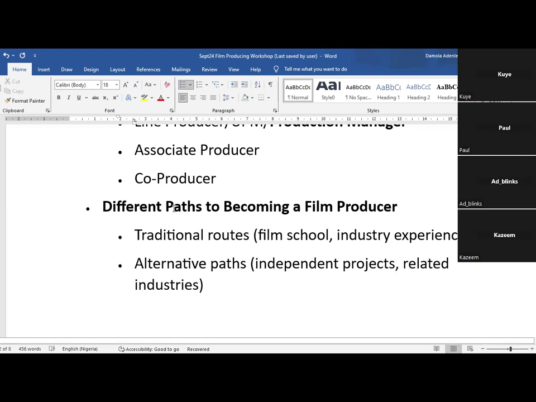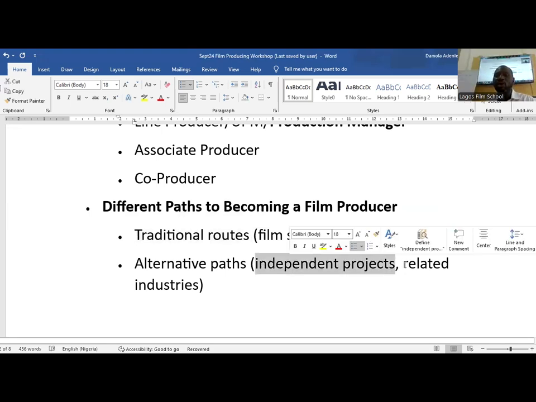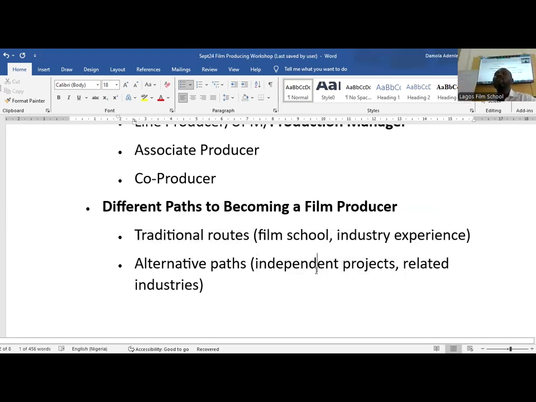So yeah, different paths to becoming a film producer. One is the traditional route: go to a film school or get industry experience through on-the-job learning. The other way is alternative paths, where you do your own projects, independent projects or work in related industries, meaning you shoot your own film, which is what I am advocating. The more you shoot films, the better you get at it, especially if you know what you're doing.